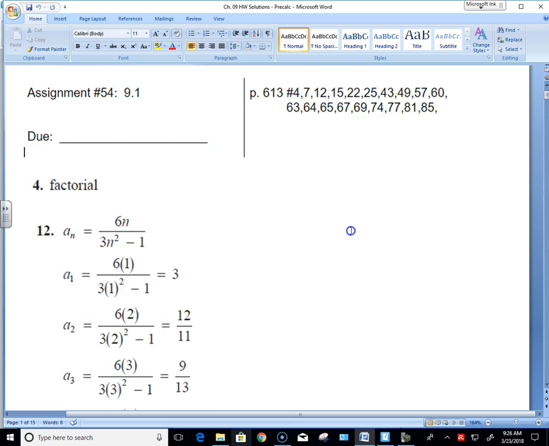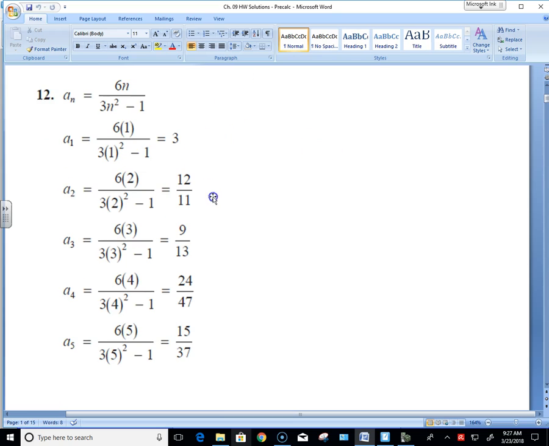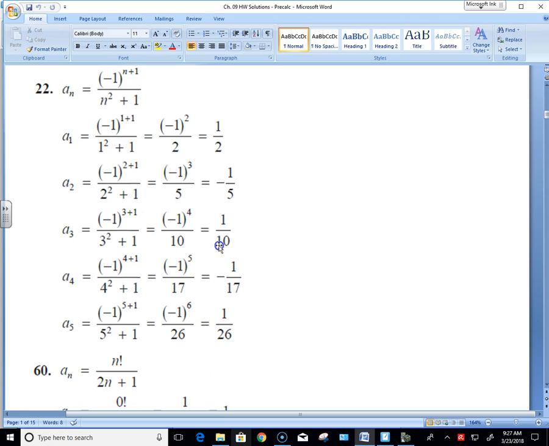Sorry. Number 4, factorial. Number 12. You guys were just trying to find the first 5 terms? Okay. So 3, 12, 11s, 9, 13s, 24, 47s, 15, 37s. Could, I suppose. Sometimes decimals are nice, like today, the 0.3, the 0.33, the 0.333, as opposed to 333 over 1,000. A lot of you wouldn't have realized what was going on. But usually fractions are better.